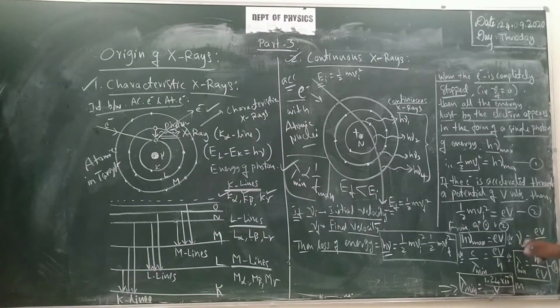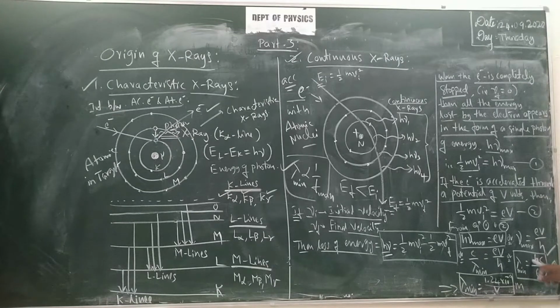Frequency is related to wavelength by the equation c by lambda, where c is the velocity of light. If frequency is maximum, then lambda is minimum. So c by lambda minimum is equal to eV by h. Therefore, you get the equation for the cutoff wavelength: lambda minimum is equal to hc divided by eV. By cross multiplication, hc divided by eV in the denominator. This hc by eV is equation 3.